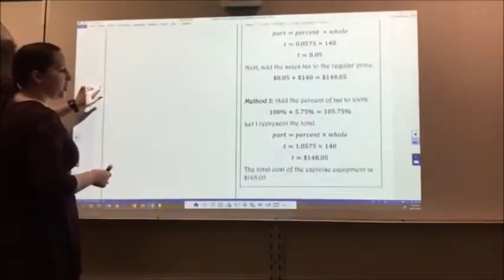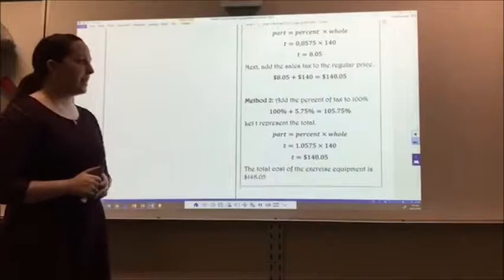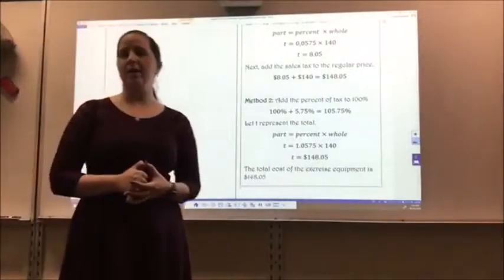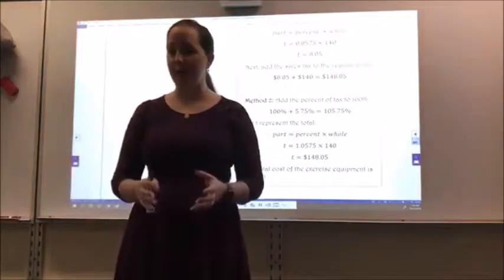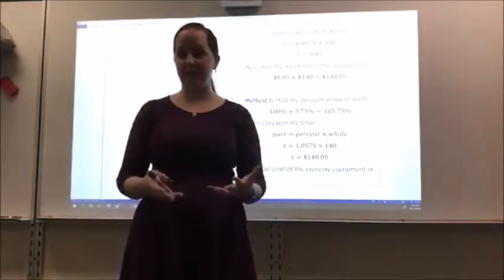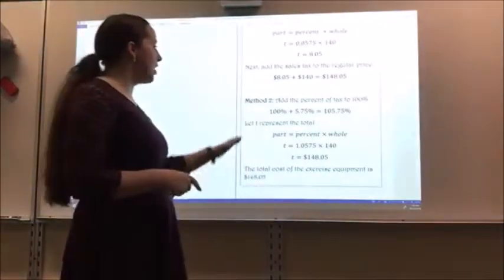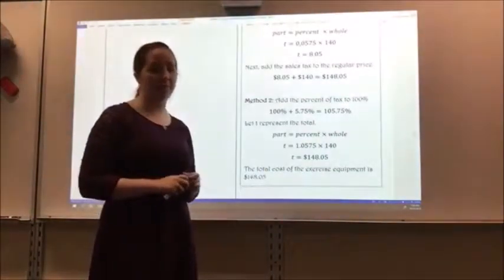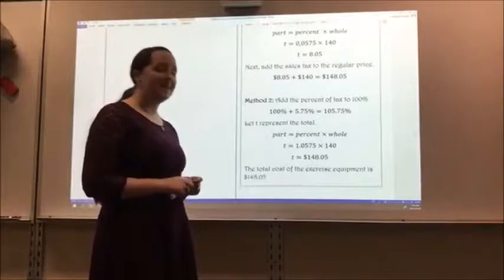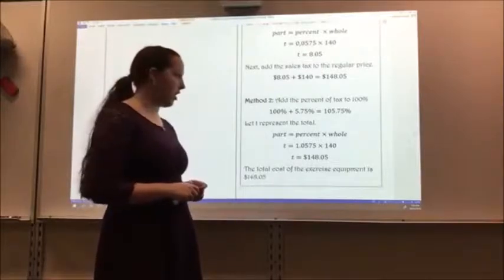Method 2, add the percent of tax to 100%. This gives you 100%, which is the item that you're paying for, plus the sales tax on top of it. So 100% plus 5.75% is 105.75%.